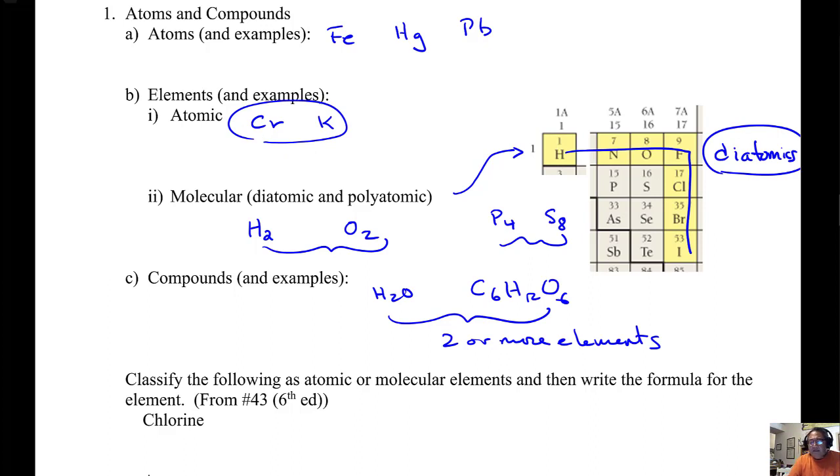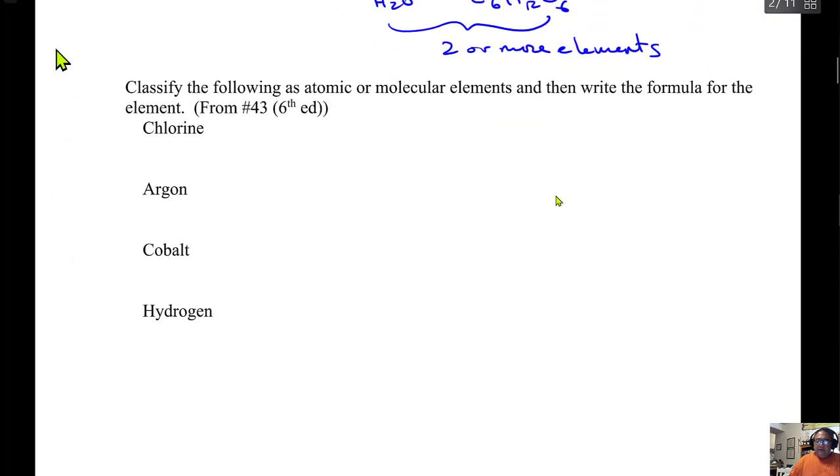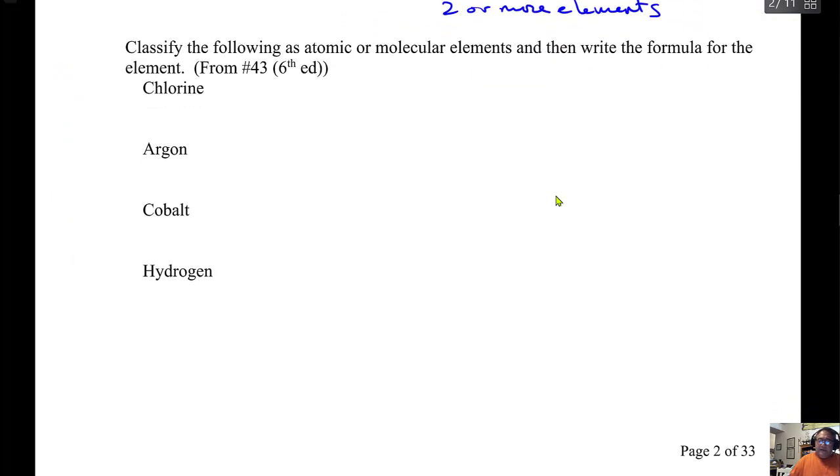When you look at the periodic table, you recognize that these represent most of the nonmetals. The ones here on the top right-hand corner are the diatomics. Phosphorus and sulfur are the polyatomics, and then everything else is atomic. So let's do this real quick. You might want to pull out a periodic table and identify these as being either atomic or molecular elements, and then write their formulas. Write the formula for the element as we would find it in nature.